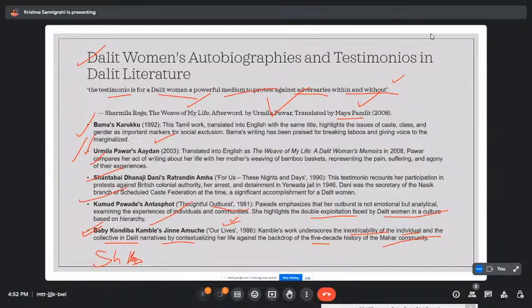So what kind of prisons they were in, how they broke these prisons, how they got their voice, how they could project that, and how in the entire context.